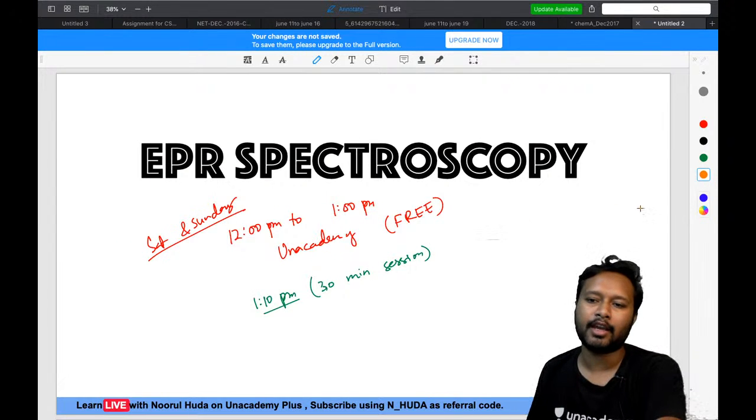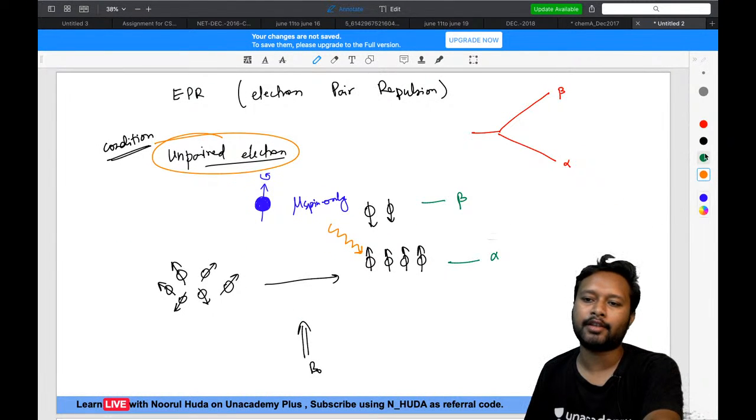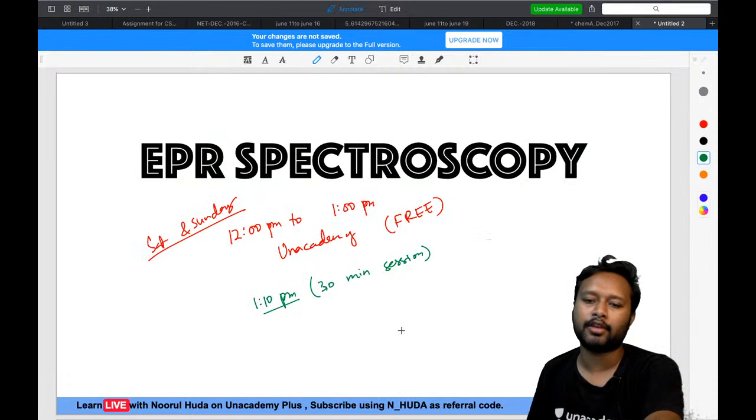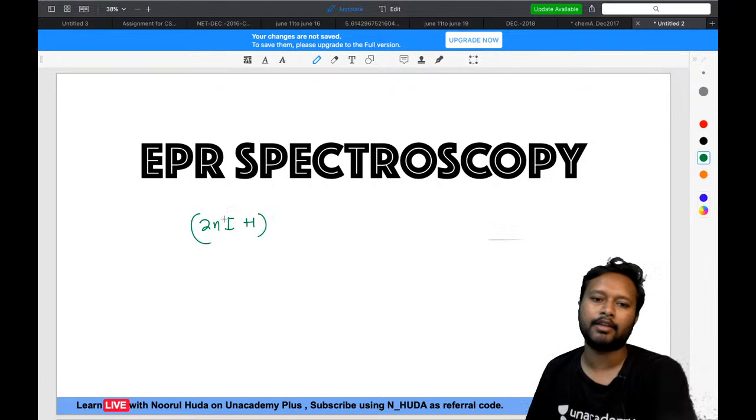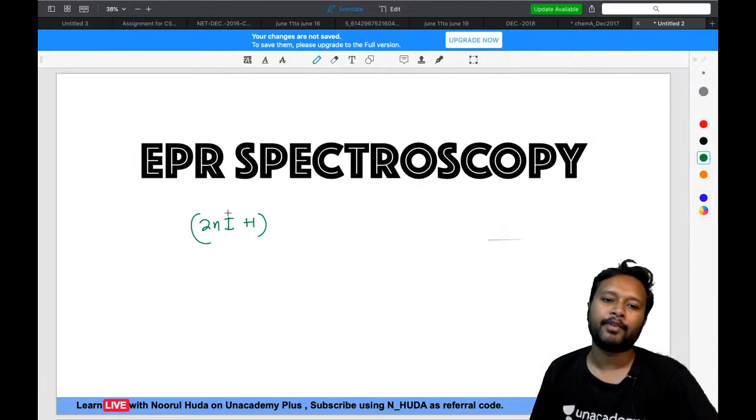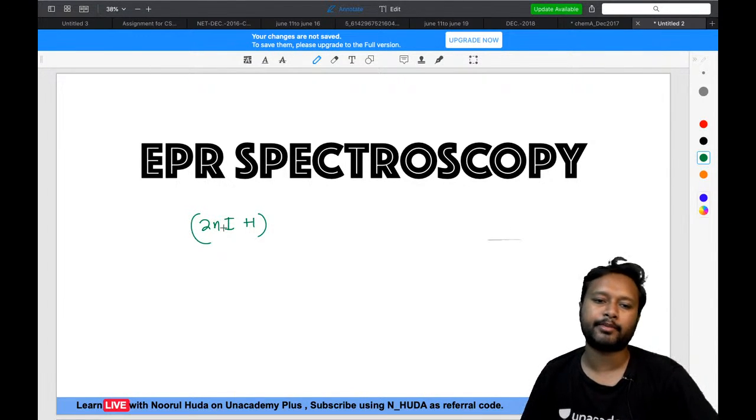So for that we have a rule called the spin multiplicity rule. That rule tells you in how many lines a particular energy level is going to split. It follows the 2nI plus 1 formula, where I depends upon the nuclear spin of the neighboring atoms.